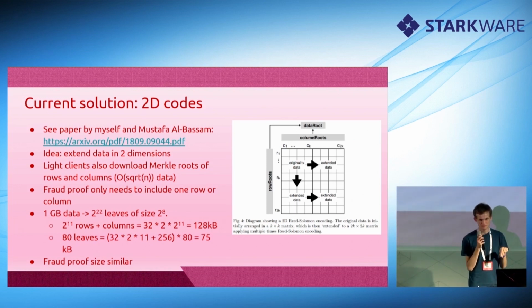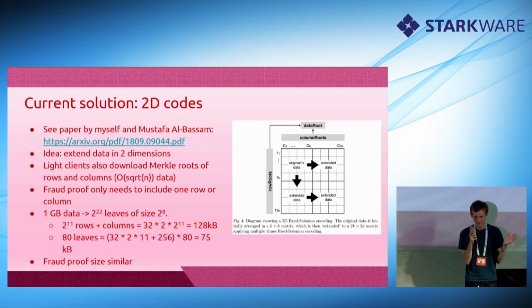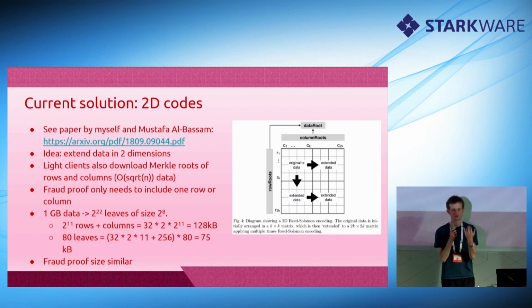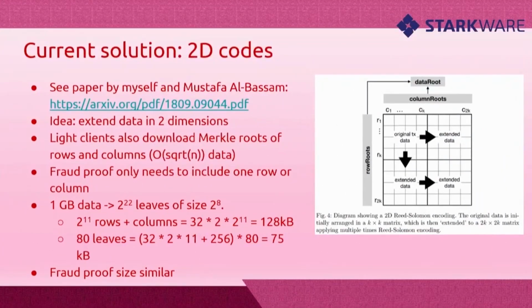So a fraud proof, instead of including the entire data, just has to prove fraud in one row, or prove fraud in one column, or prove inconsistency between one position in one row and one position in one column. That's it, right? Because ultimately, if the data is broken, that means that some row is broken or some column is broken, and so you just choose the specific row or column that's broken and you prove it.